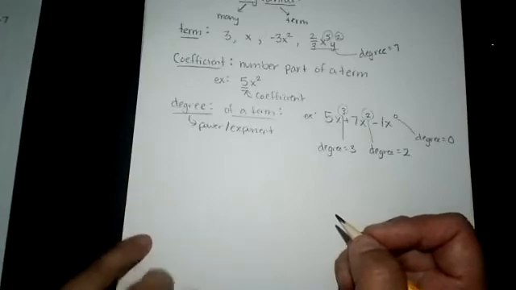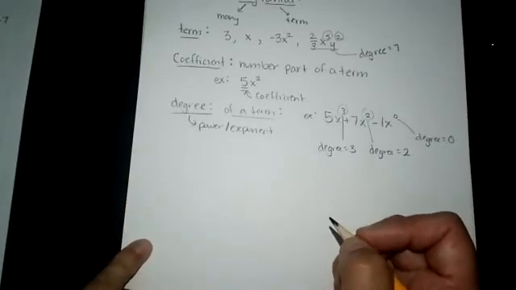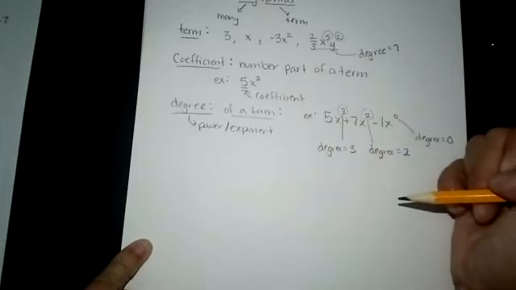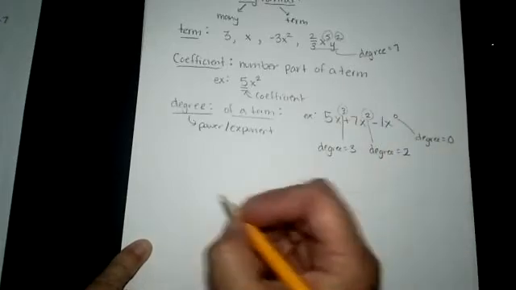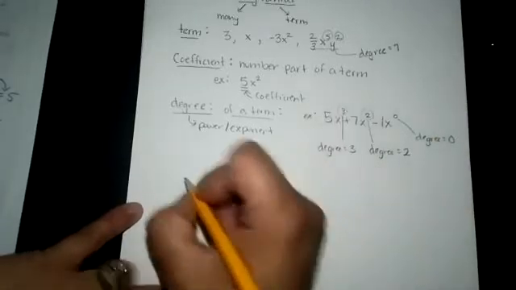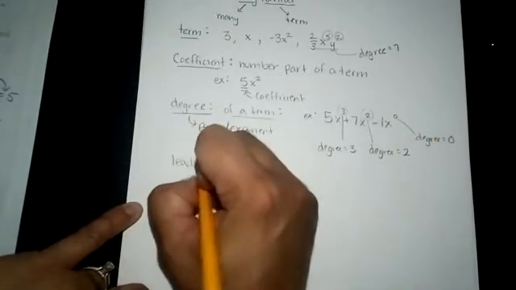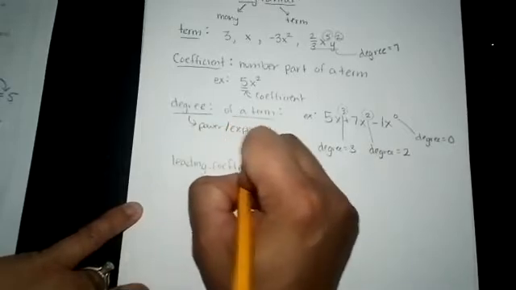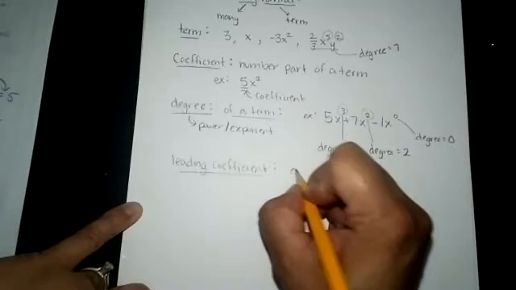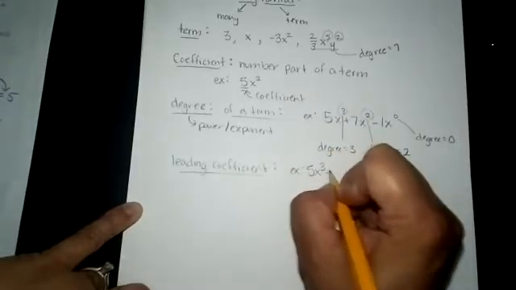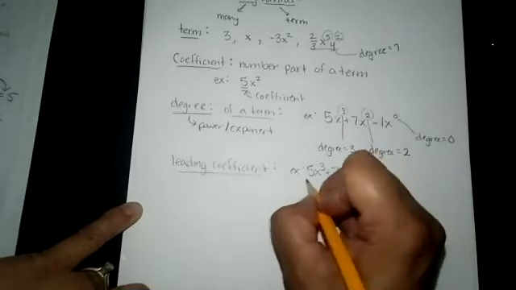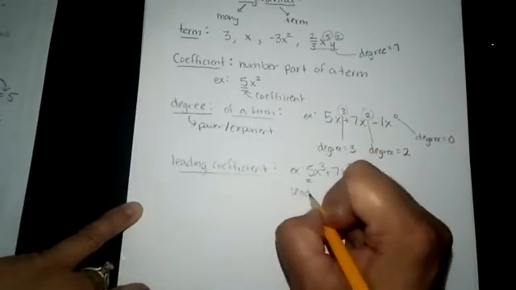Now, sometimes it's going to ask you for the highest degree. The highest degree is just the one with the largest exponent there. Leading coefficient. A leading coefficient is the number in the very, very front. Okay, it's a number in the very front. For this example, 5x cubed plus 7x squared minus 1, right here is just going to be 5. The leading coefficient is the number 5.